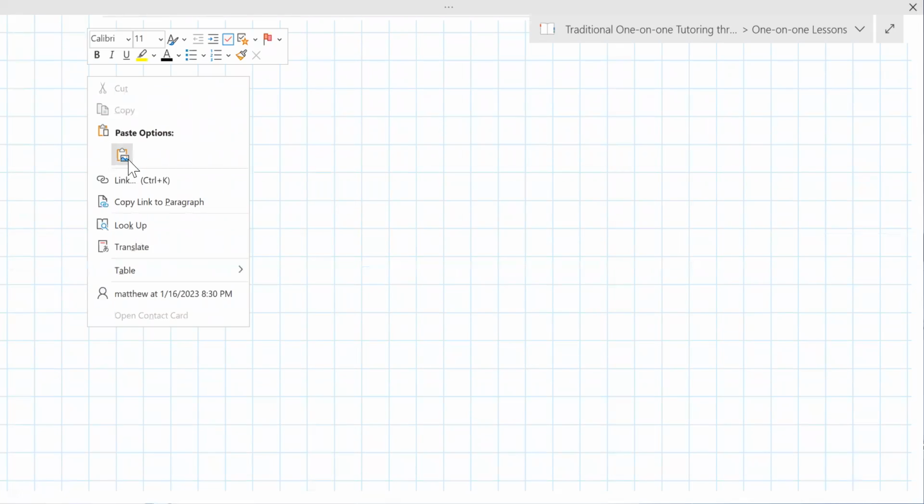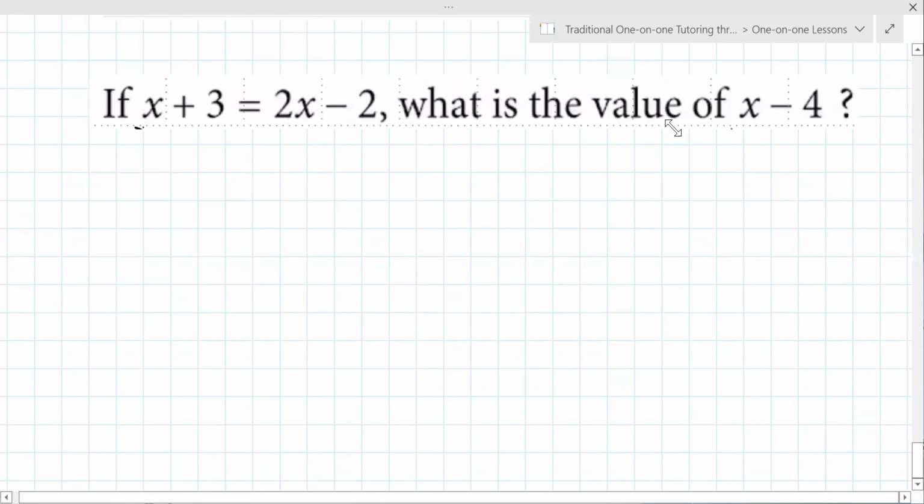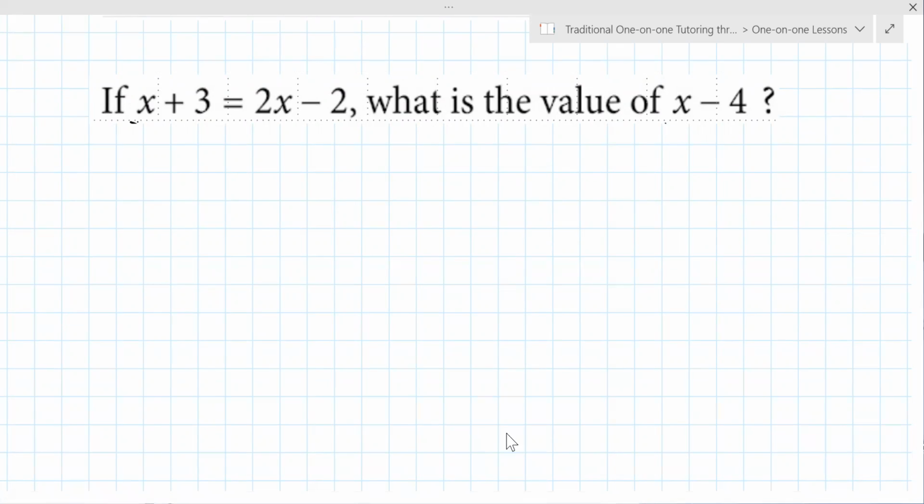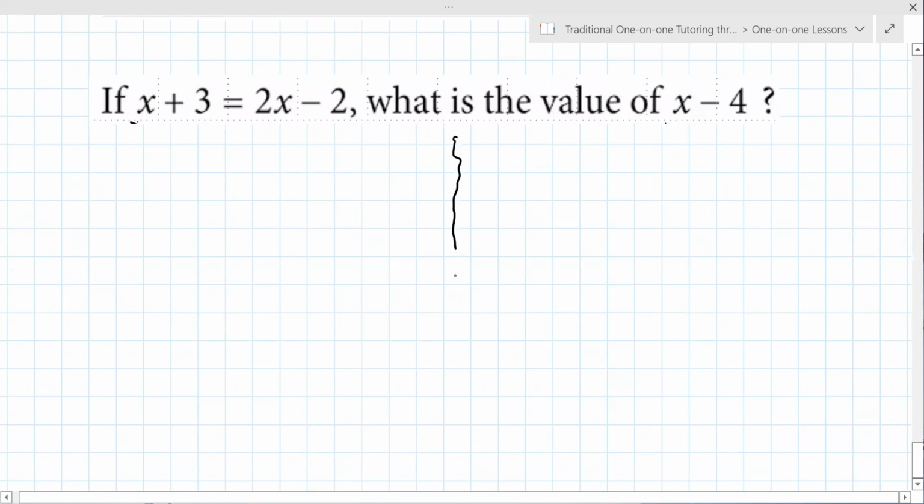Okay, so here's a sample problem. It says if x plus 3 equals 2x minus 2, what is the value of x minus 4? Notice they're not asking for x, they're asking for x minus 4. And there's a couple ways to do this. The direct way is probably what you'll do, which is where you solve this equation for x, but there is another approach to look at. So go ahead and take a look at this one. Let me know what you come up with, please.